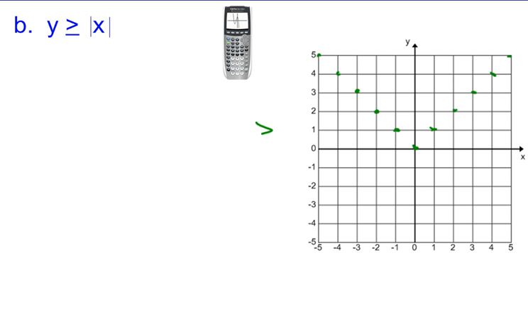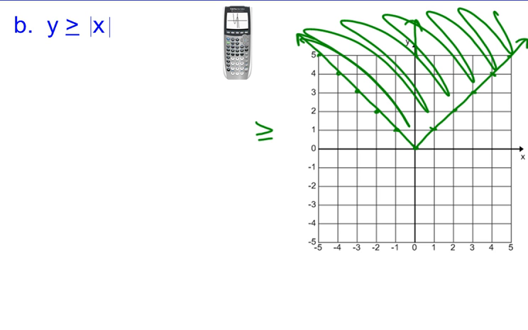And it says greater than or equal to, so it would be a solid line. And then I'm supposed to shade where y is going greater than. So we will shade the inside of this absolute value. And it'll always be either the inside or the outside.